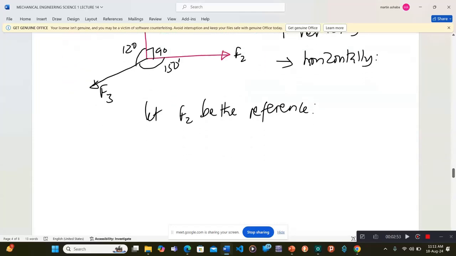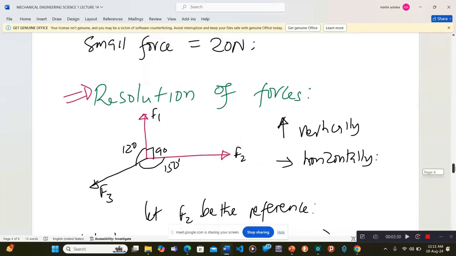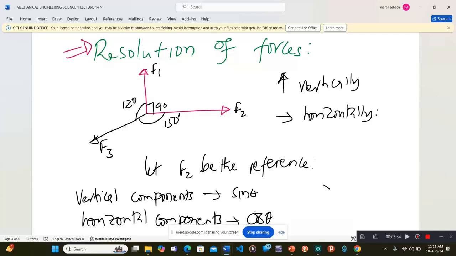So, the vertical components are going to be having a sine theta, or a sine of the angle which that force is making with the horizontal. Then the horizontal components are going to be having a cos component. Okay, so we are going to start. When I look at F1, okay, let me start from F2. The vertical component of F2 is actually 0 because it is horizontal, and it therefore has no vertical component.